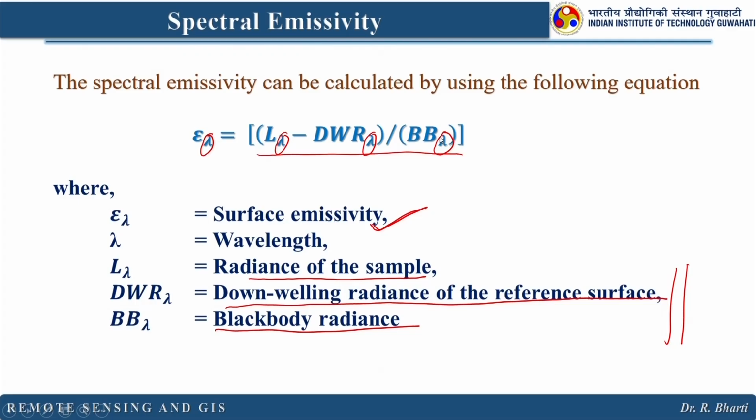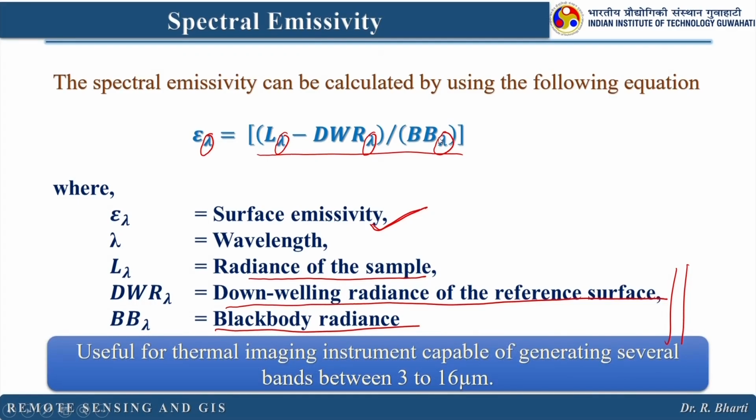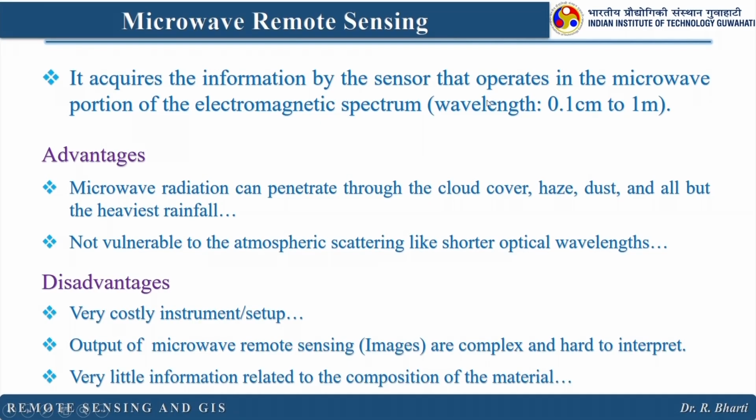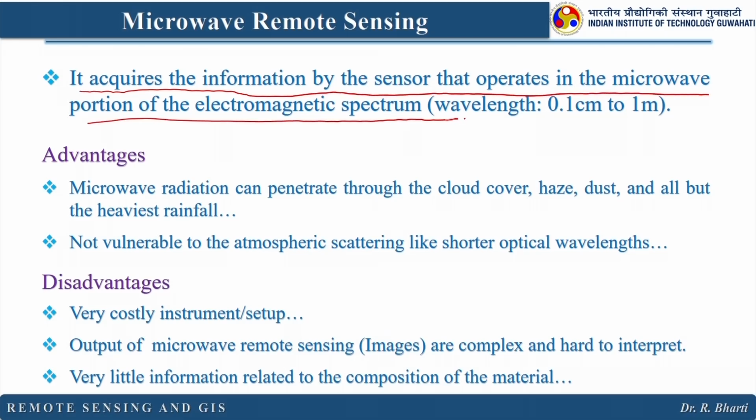So I hope you have enjoyed this thermal remote sensing portion, and you can start your research by exploring this technology. Now let us see microwave remote sensing. So let us understand what exactly we are doing in microwave remote sensing. It acquires information by a sensor that operates in the microwave portion of the electromagnetic spectrum, where the wavelength is 0.1 centimeter to 1 meter, right.